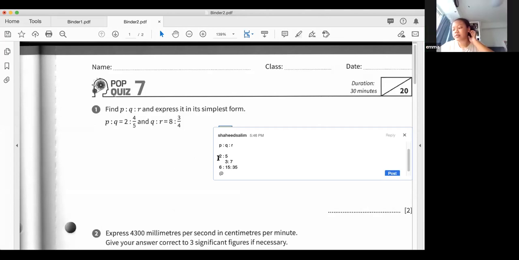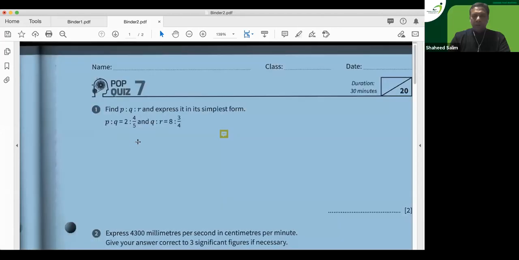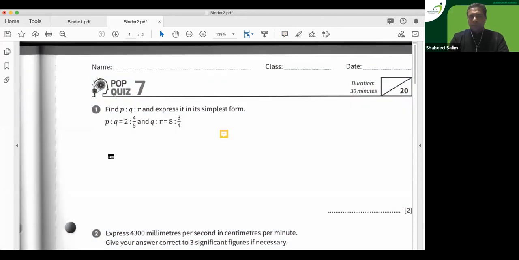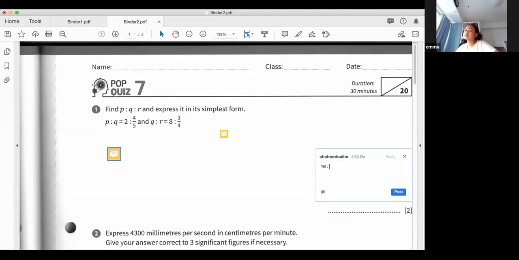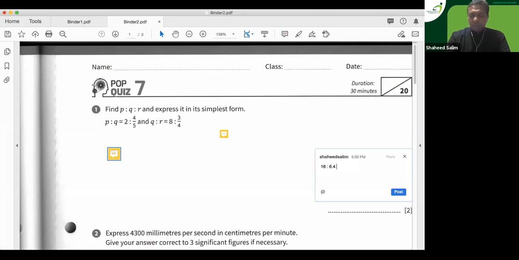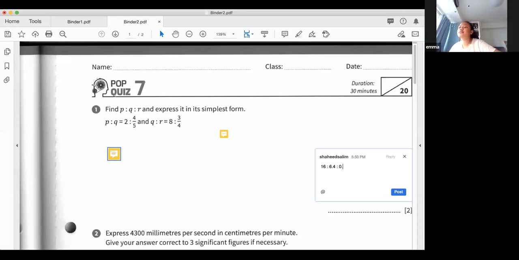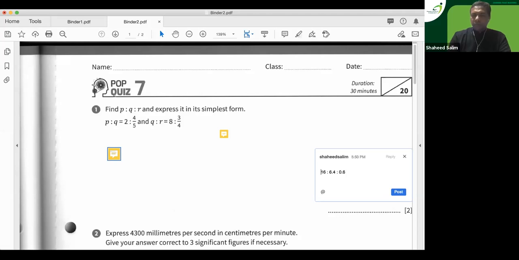16 to 6.4 to 0.6. Right now, you see that 16 is to 0.4, is it? 6.4. 6.4 is to, what's the last one? 0.6. This is PQR. P is to Q is to R.